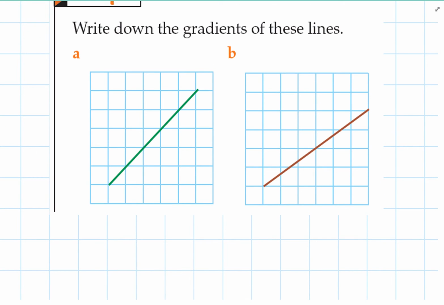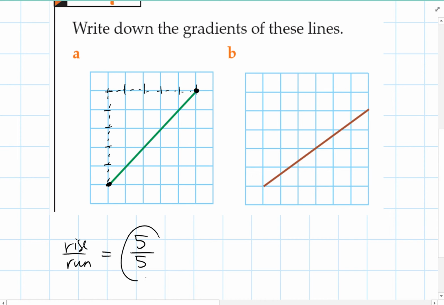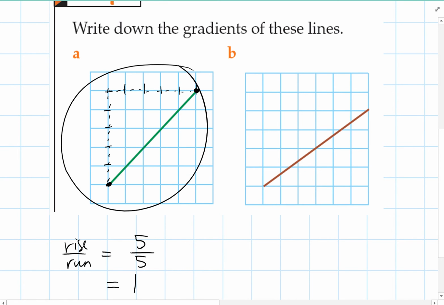So this first one is asking us to write the gradients of these lines. If we just look at where our first point starts and where our last point is, if we count our rise to that point, we've got 1, 2, 3, 4, 5 squares. So if we're writing our rise over run, we could write it as 5 on top. And then our run across here, if we count those squares, 1, 2, 3, 4, 5, our run is 5 as well. And simplifying that fraction, 5 divided by 5 is 1. So our gradient of this line is 1.